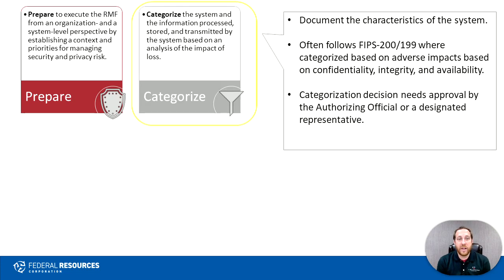Step 2 is categorize. Here we follow a process to classify the system and its data into 3 impact levels: low, moderate, or high. These are based on the adverse impact to the organization if the system's confidentiality, integrity, or availability were to be affected.